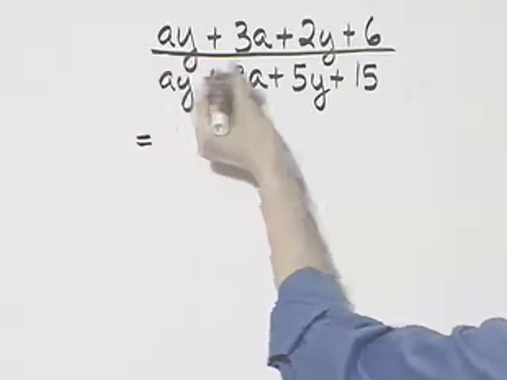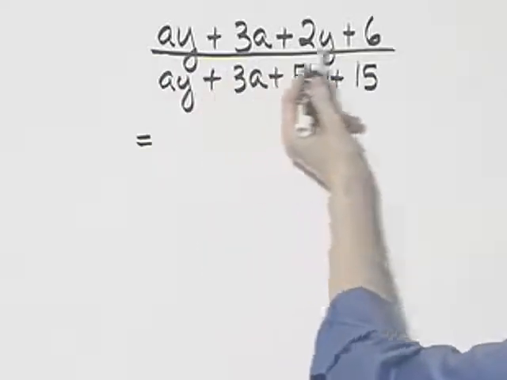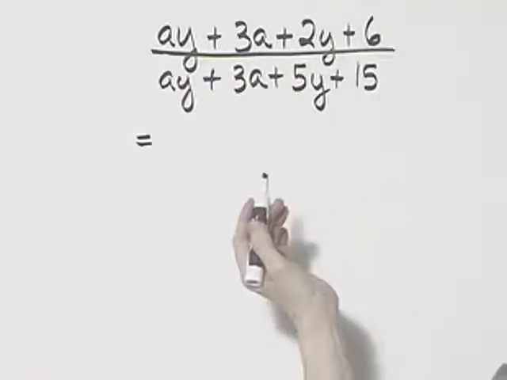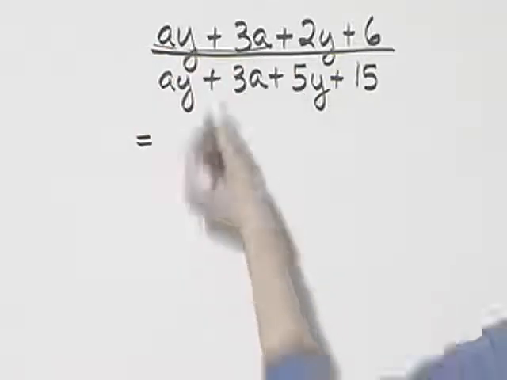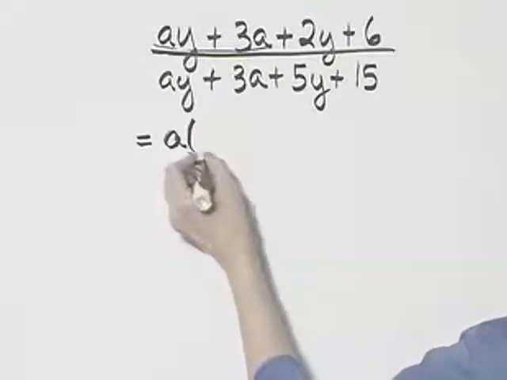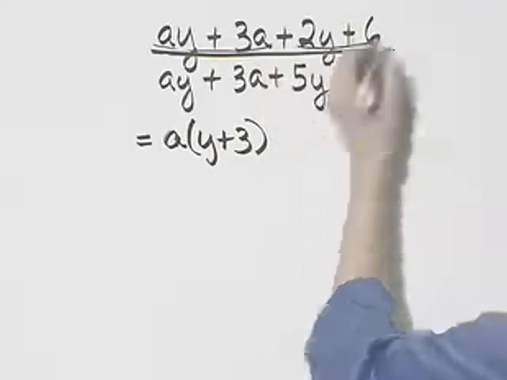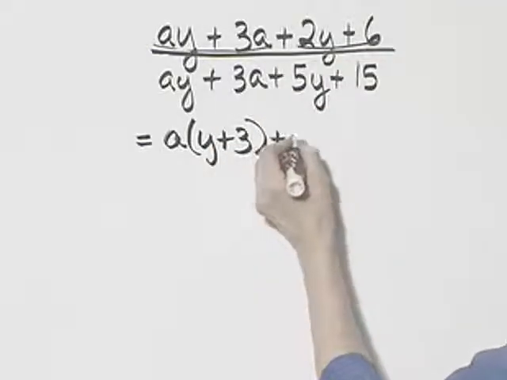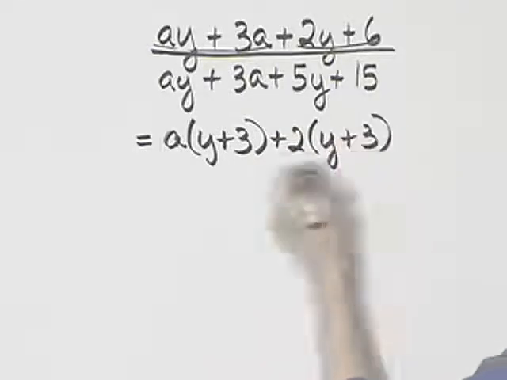We'll start in the numerator. That's a 4-term polynomial. No factors common to all 4 except 1 or -1. So I'm going to try factoring by grouping. In the first 2 terms, there's a common factor of a, and when I factor it out, I have y plus 3. Second set of 2 terms, common factor of 2. When I factor it out, I have y plus 3.